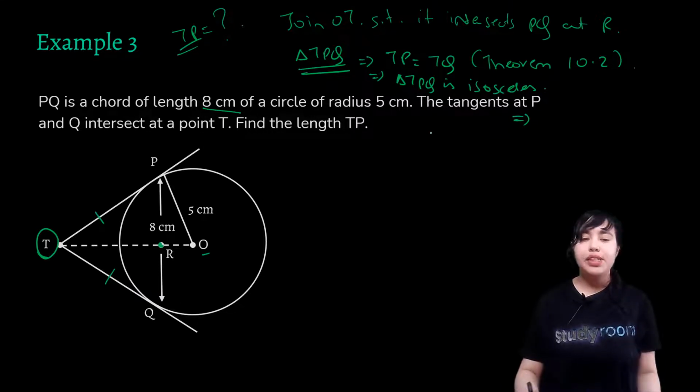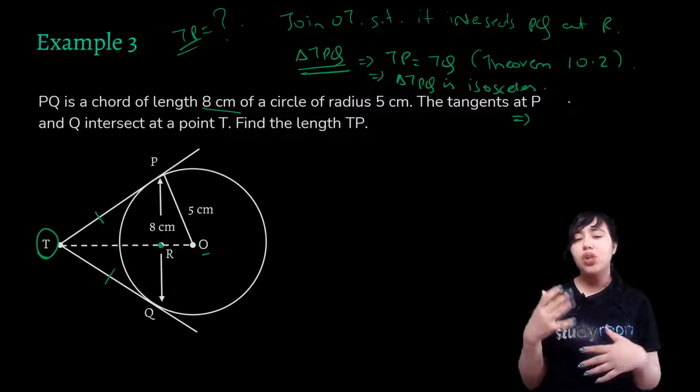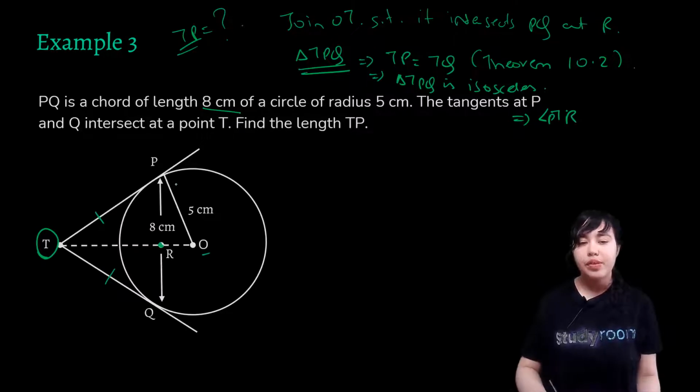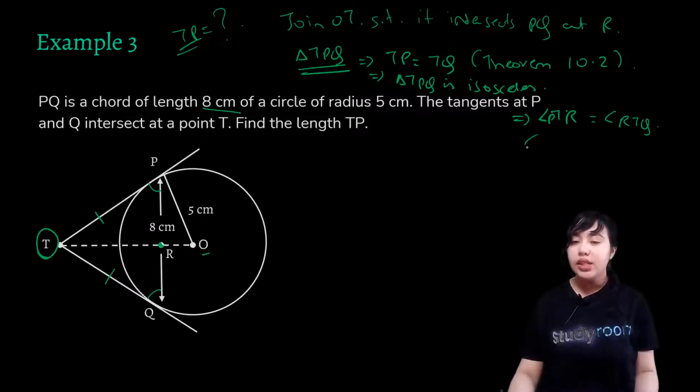Like we did in the previous examples, here also we can say that the angles opposite to equal sides will also be equal. So angle PTR, if you consider this angle, is equal to angle RTQ. Is it clear? This triangle TPQ is further divided into 2 triangles, basically TPR and TRQ. So we can say that these 2 angles are equal. The reason: they are angles opposite equal sides and hence they are equal.